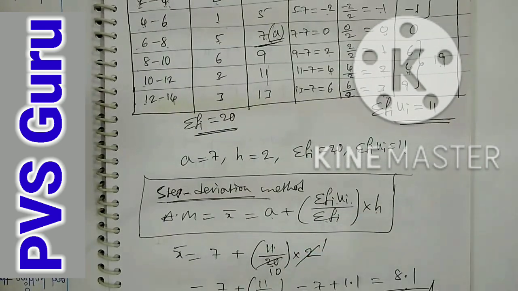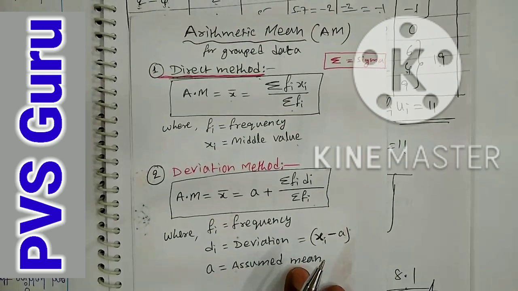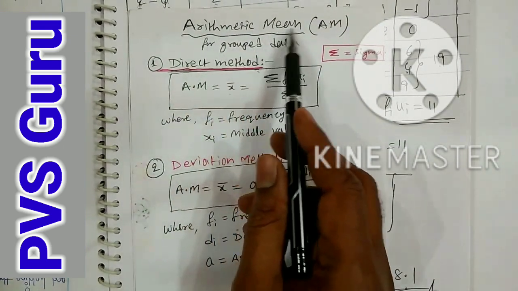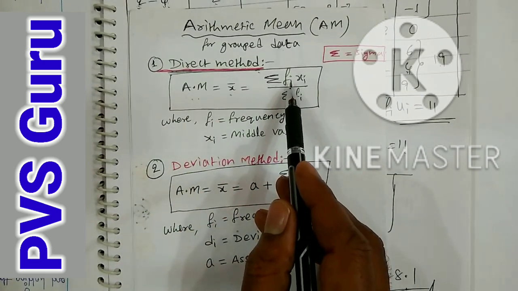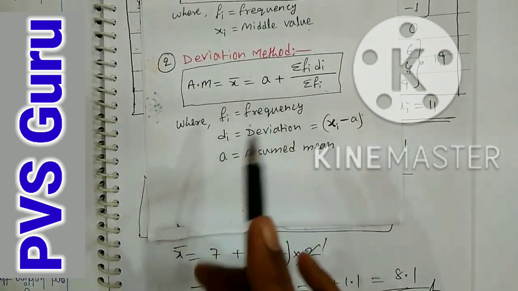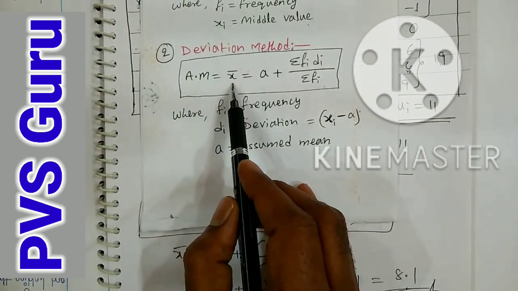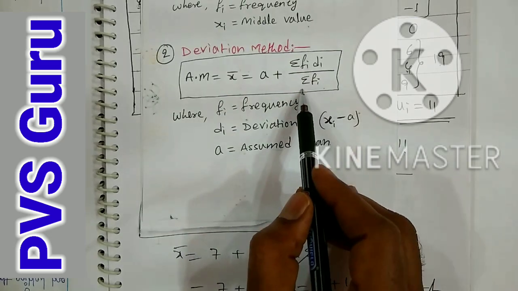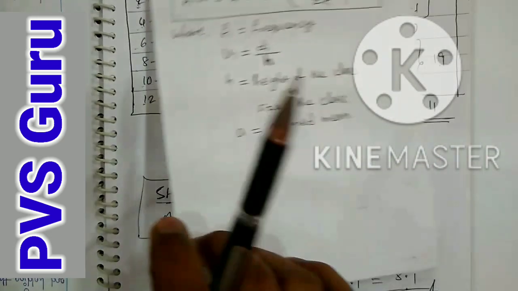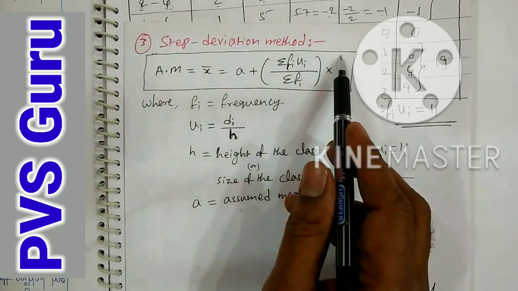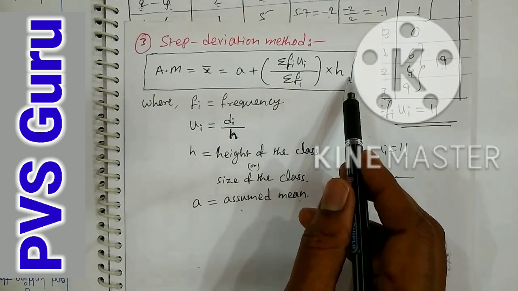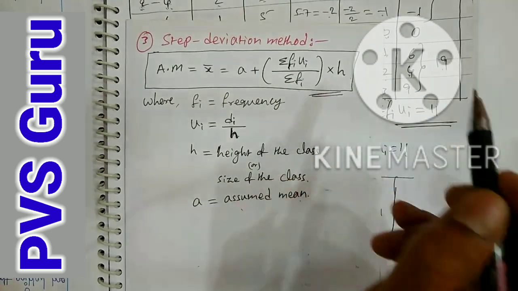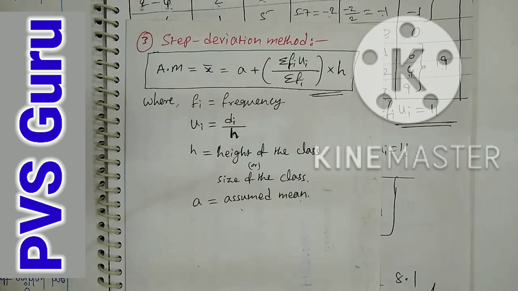So remember the 3 method formulas. Once again I am revising. The arithmetic mean of the direct method is x bar is equal to sigma fi xi by sigma fi. The deviation method, second method: x bar is equal to a plus sigma fi di by sigma fi. And the third method, the step deviation method: x bar is equal to a plus sigma fi ui by sigma fi, into h. So remember these 3 formulas.